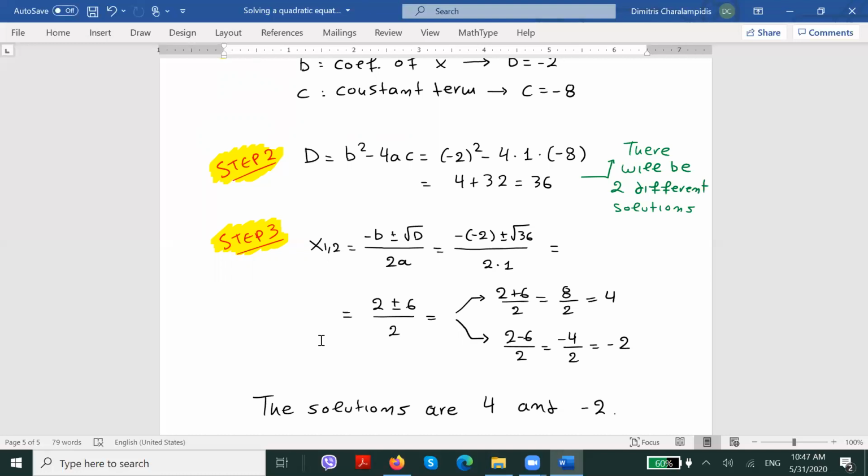And that is all. Remember that we derived the whole process into 3 steps. In the first step, we calculate the values of a, b, and c. In the second step, we calculate the discriminant. And lastly, in the third step, we estimate the solutions by that formula.